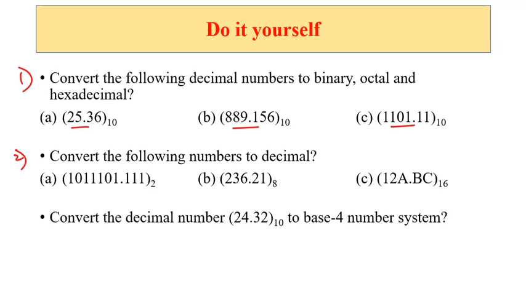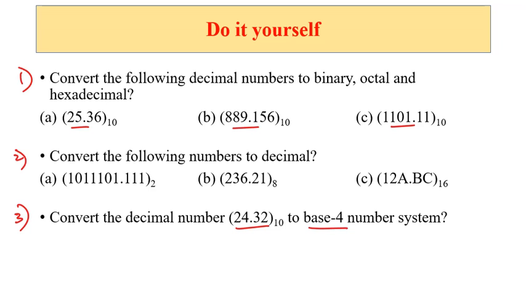And the third example is quite different. A decimal number 24.37 is given and we are asked to convert it into the base 4 number system. Whether it is a base 4, a base 2 or a base 8 number system, in the conversion procedure we said decimal to other base. So the other base can be anything, not only 2, 8, 16. Other base can be anything.